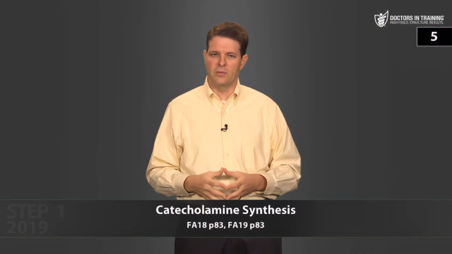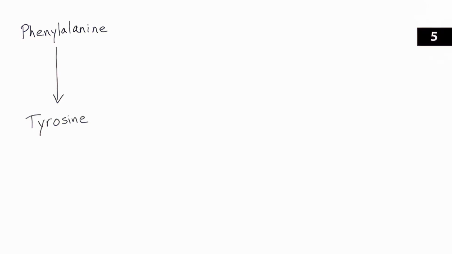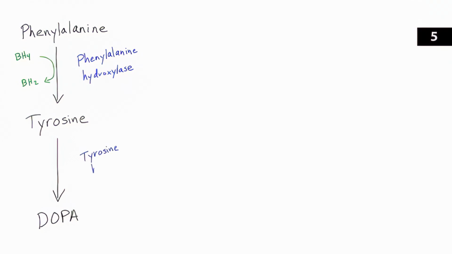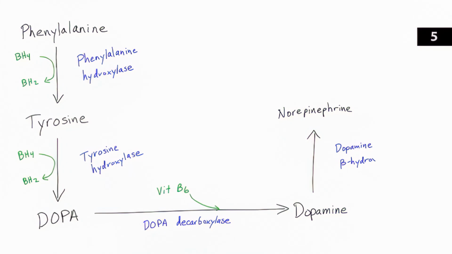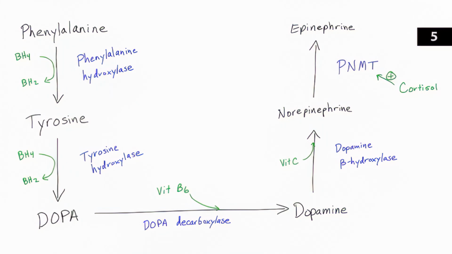Now, in your study guide, there's a place for you to write down this pathway, so let's simplify it a little bit. You start by converting phenylalanine to tyrosine using the enzyme phenylalanine hydroxylase, and the cofactor required is BH4. Then you convert tyrosine to levodopa using the enzyme tyrosine hydroxylase and the same cofactor, BH4. Then you convert levodopa to dopamine using the enzyme dopa decarboxylase and the cofactor vitamin B6. Then you convert dopamine to norepinephrine using the enzyme dopamine beta hydroxylase and vitamin C as a cofactor. And finally, you convert norepinephrine to epinephrine using the enzyme PNMT, and this is the step that's stimulated by cortisol. So those are the main steps of catecholamine synthesis.